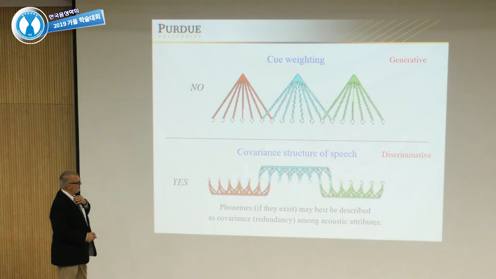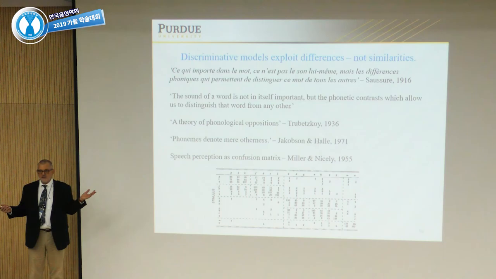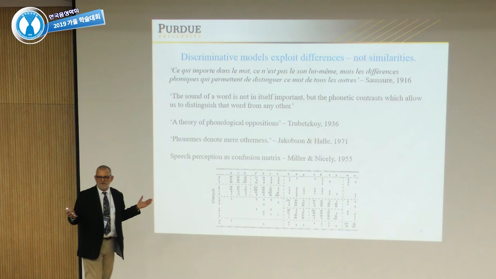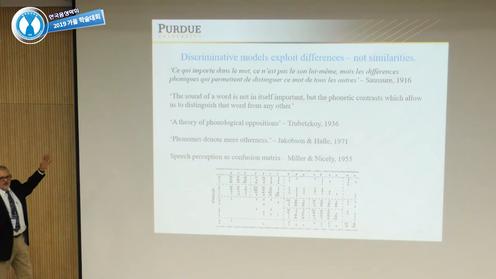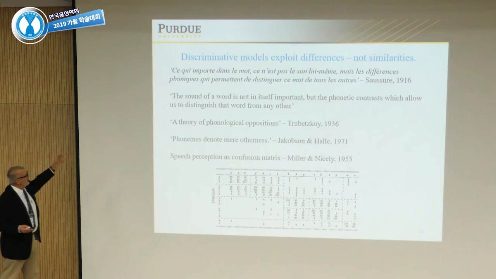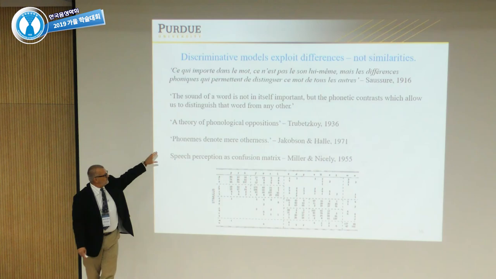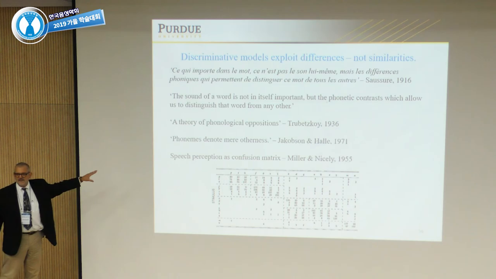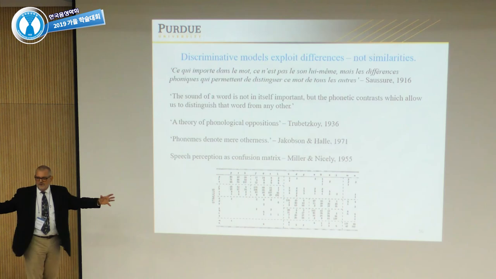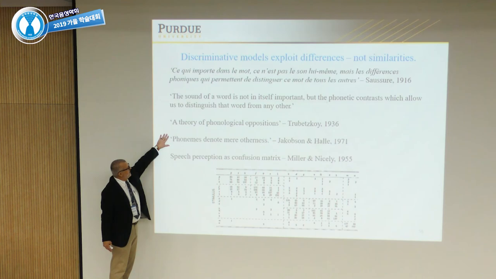Now, I say I'm radical, but in fact, I am the stodgiest phonologist in the room right now. The reason is, if we go back to Saussure, the sound of a word is not itself important, but the phonetic contrasts which allow us to distinguish that word from any other. Trubetzkoy, 1936, a theory of phonological oppositions. He didn't think that phonemes existed as things. He believed the whole system was one that ran on contrast. And my very, very favorite, Jakobson and Halle: phonemes denote mere otherness.